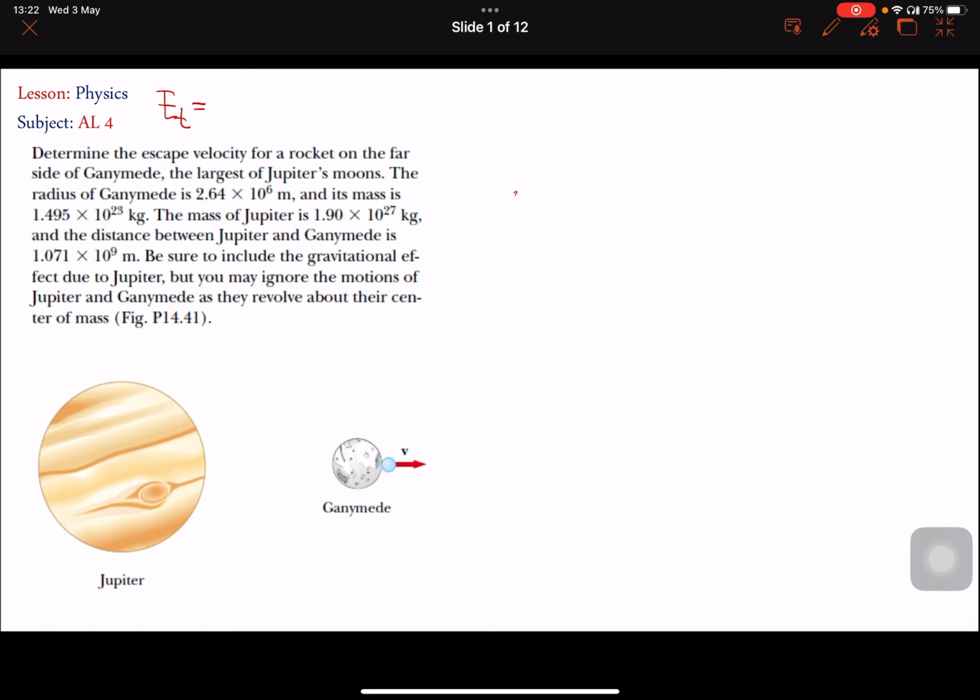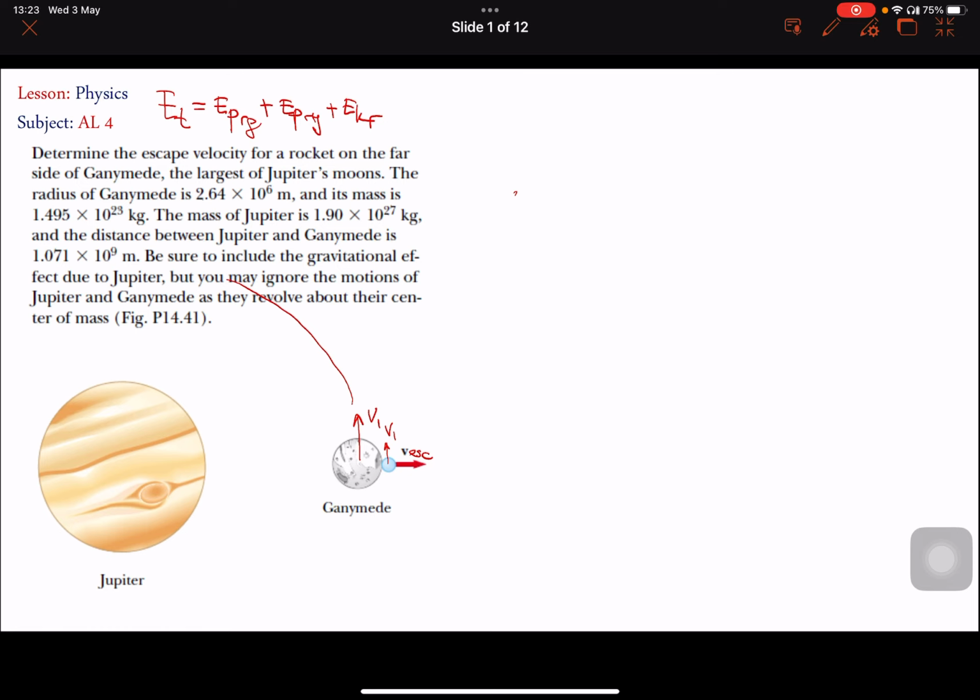The first one is the universal gravitational potential energy between this rocket and the moon called Ganymede, plus the potential energy between this rocket and Jupiter, and the kinetic energy of these vibrations, because it moves around Jupiter with a certain speed. Let me write it as v1. Of course, since it's placed on this moon, it will have the same speed as v1. And the velocity that we have to find is called v escape.